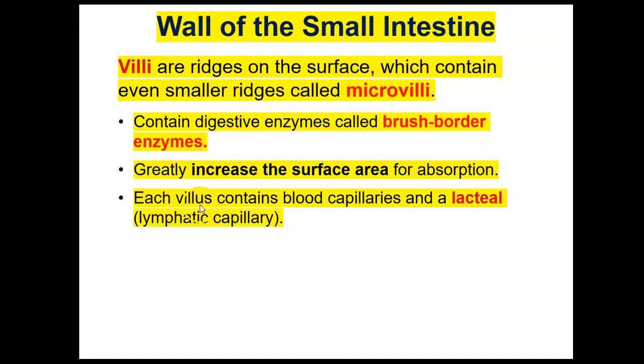And then down here at the bottom, each villus, each fold in the small intestine, contains blood capillaries and a lymphatic capillary called a lacteal. What happens is fats go into the lacteals and they're broken down more before they enter back into the veins, before they're absorbed back into the blood.